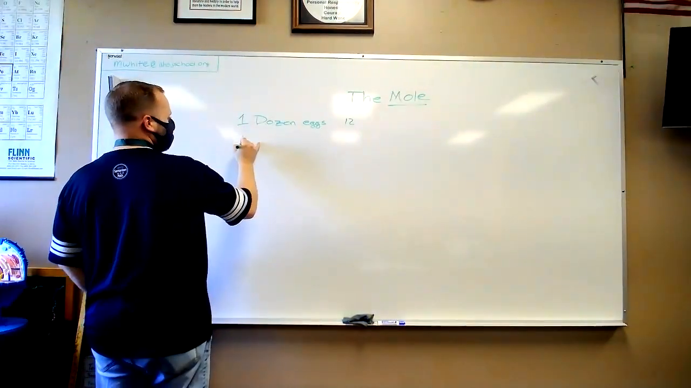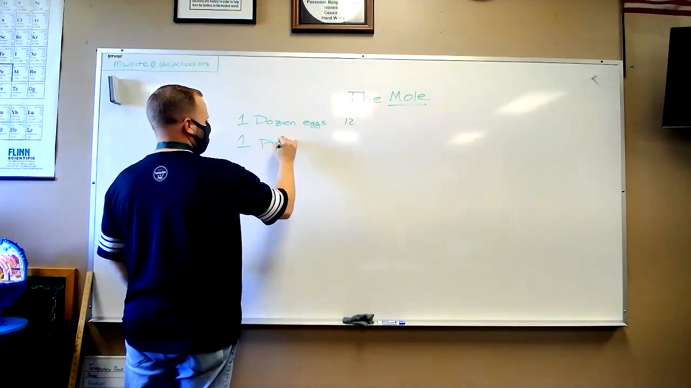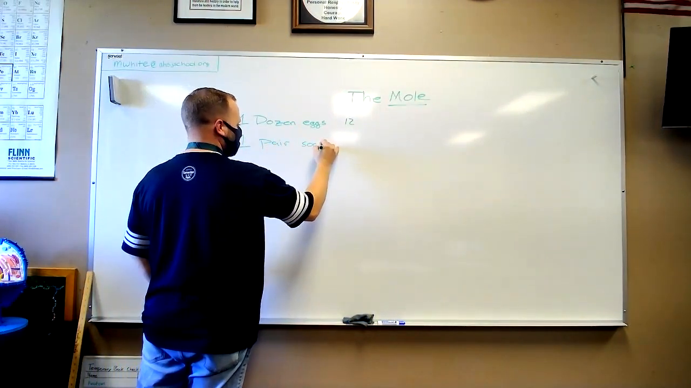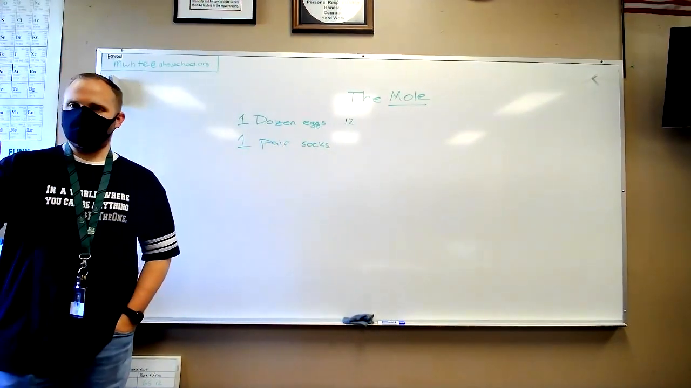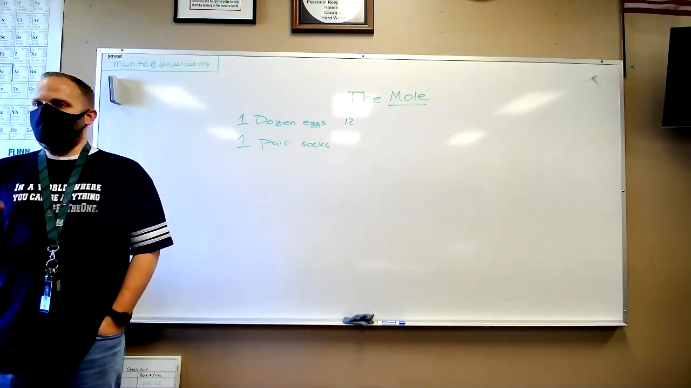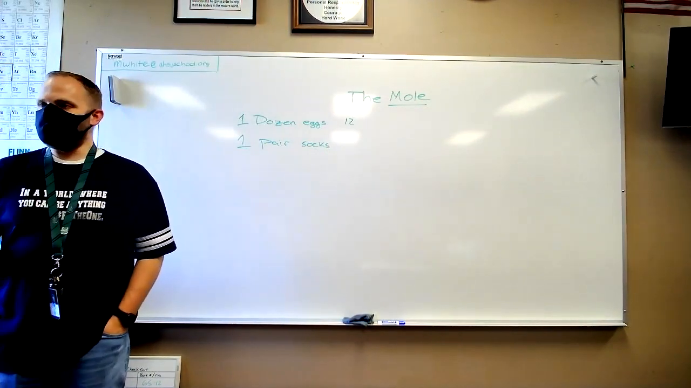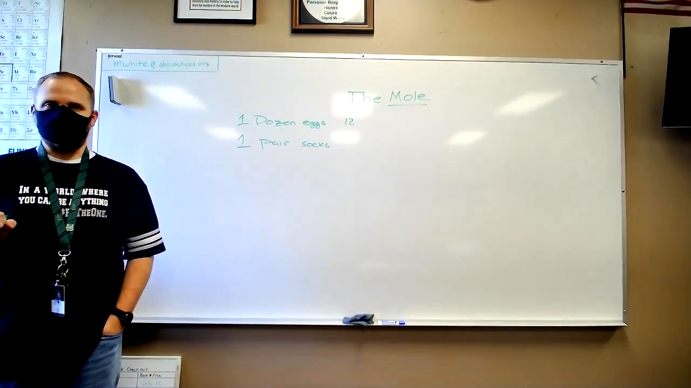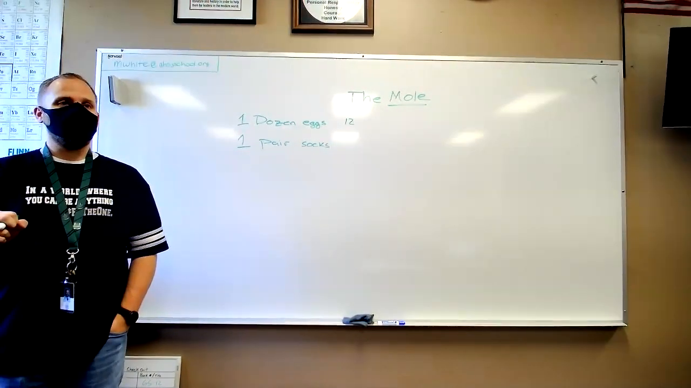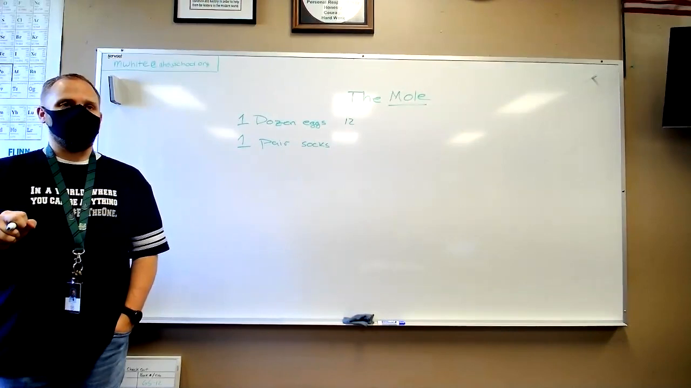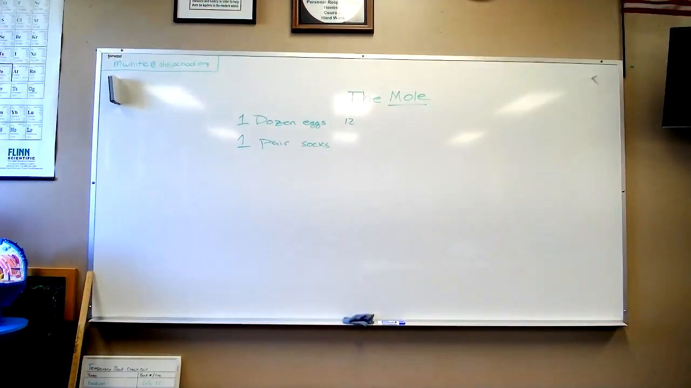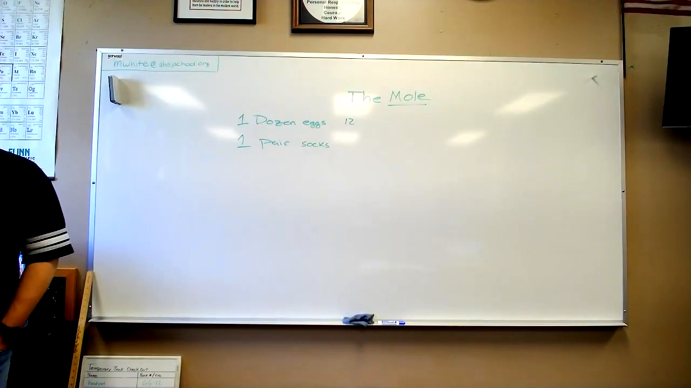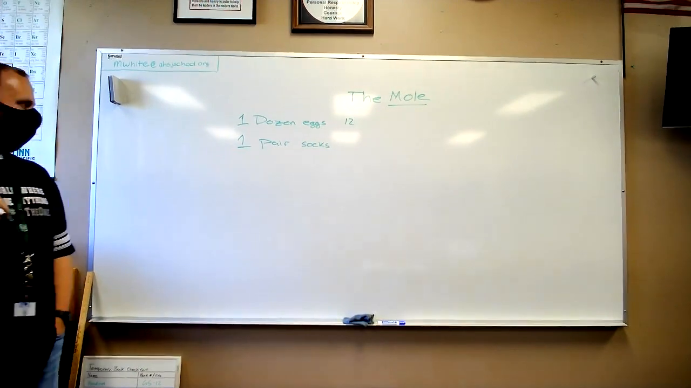If you have 1 pair of socks, how many individual socks do you have? 2. If you have 5 pairs of socks, how many individual socks do you have? 10. So that makes sense too, right? Okay. A pair is 2 things.